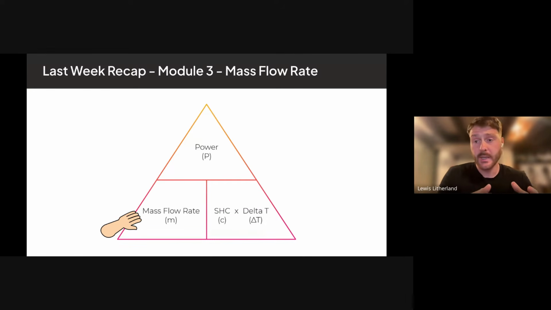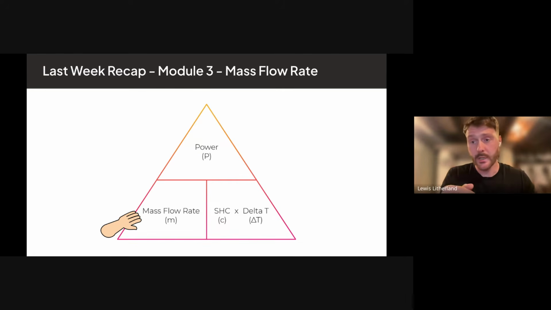So again, that is the mass flow rate triangle, or the volumetric flow rate triangle. You've got power on the top, mass flow rate at bottom left, and specific heat capacity multiplied by delta T in the bottom right. There's a hand in there for a reason. Whichever one you're trying to find, I usually teach people to just cover it up. So if we're trying to find the flow rate, we cover that up, and then you've got power over SHC multiplied by delta T.